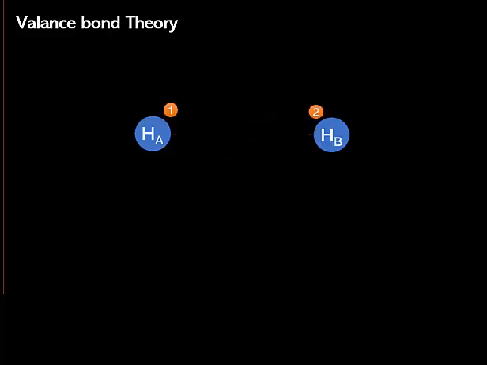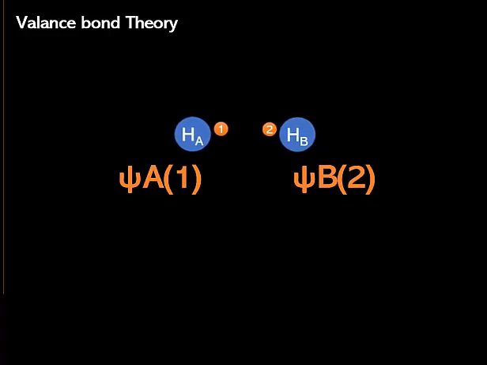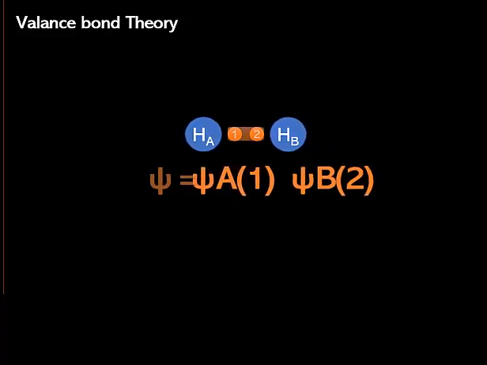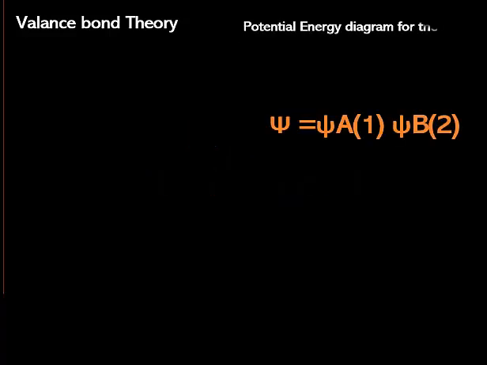Let us label these hydrogen atoms and electrons for further explanation. For understanding purposes, let us consider hydrogen atom A is associated with its electron labeled as 1, and hydrogen atom B is labeled with its electron 2. The wave functions of these electrons can be written as psi A1 and psi B2. If a hydrogen-hydrogen bond is formed, then the resultant wave function psi is a contribution of the two individual wave functions of the hydrogen atoms. A graph of energy and the internuclear distance can be drawn to understand this, which serves as the basis of the potential energy diagram for the formation of hydrogen molecule.